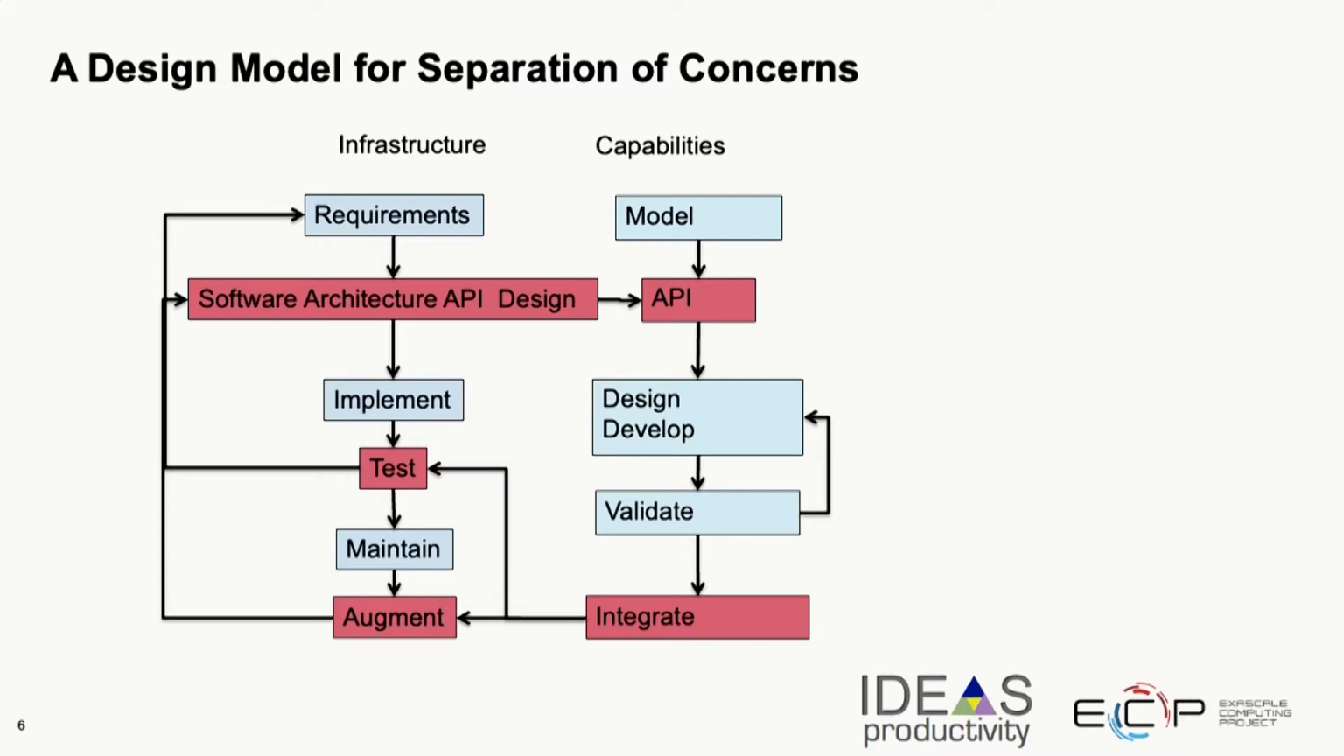So, from that example, one way in which you can think about separation of concerns is that there are these two different life cycles. For the infrastructure, you are looking at the requirements, you are doing software architecture and API design, implement, test, maintain, and this is the loop back for any enhancements to it. You can go ahead and do the development of your science components completely independently.